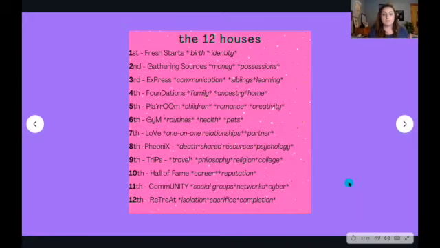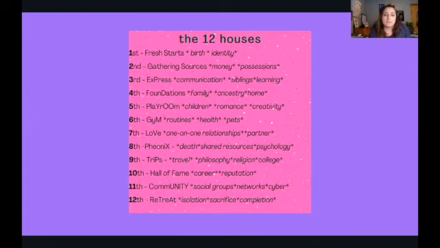First, I'm going to give a little overview of the 12 houses. Here are my kind of creative descriptions for what each house represents. The first house can be about fresh starts. The first house is where your zodiac essentially starts. It is also called your rising sign. It relates to birth, identity, your physical body. The second house is about gathering resources, money, possessions, working. The third house is where you begin to express yourself, and that is communication, siblings, and learning.